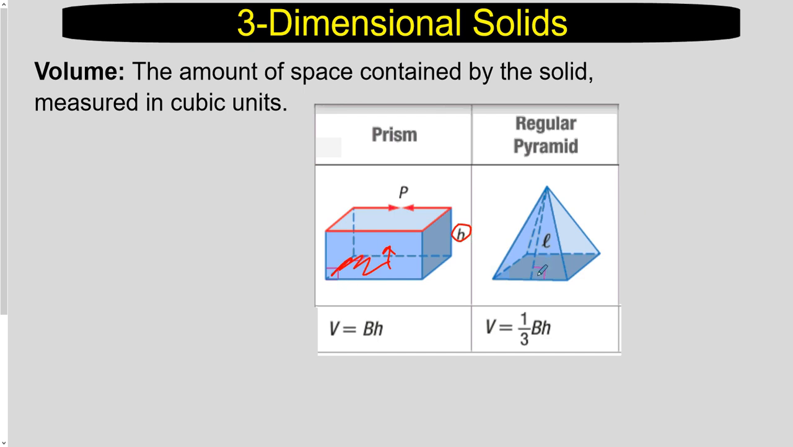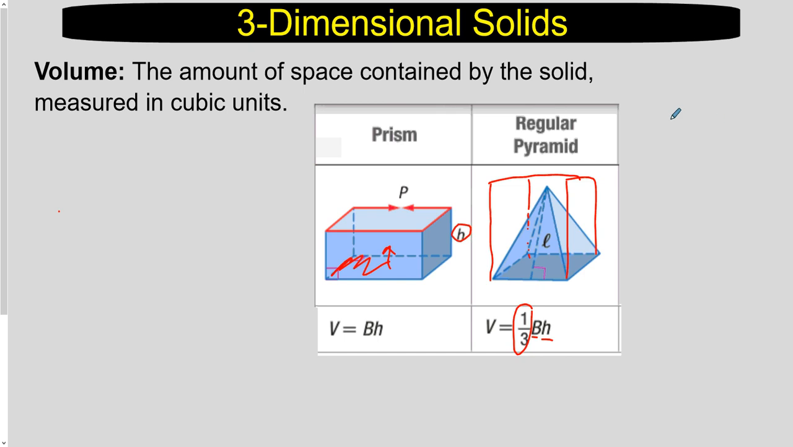For a regular pyramid, it is 1/3 area of the base times the height. So what's interesting is if we made a rectangular prism out of this instead of a pyramid, the pyramid would take up 1/3 of that box. The empty space would be 2/3. So area of the base times the height for the volume of a prism, area of the base times the height times 1/3 for the volume of a regular pyramid.